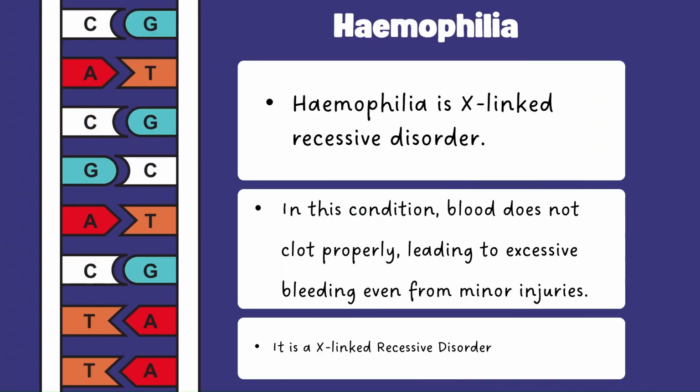Haemophilia. Haemophilia is an X-linked recessive disorder. In this condition, blood does not clot properly, leading to excessive bleeding even from minor injuries. It is an X-linked recessive disorder.